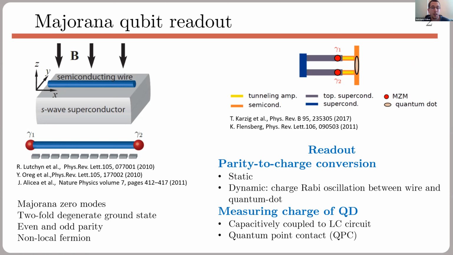After the parity to charge conversion, we need to measure the charge of the quantum dot. There are many techniques, so I listed only a few. Maybe the quantum dot is capacitively coupled to an LC circuit and we measure quantum capacitance, or there's a quantum point contact close to the quantum dot and we measure the current of the quantum point contact. In this presentation, I would mostly like to talk about this dynamical way of parity to charge conversion, and about the measurement with a quantum point contact.